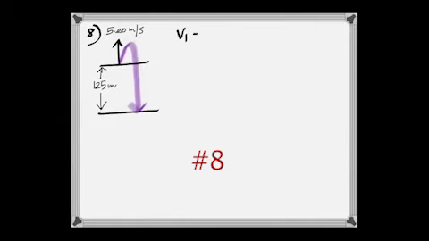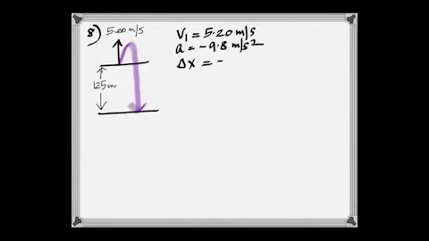5.20 going up. V1, that is 5.2. It's not 0, again I'm telling you. A is negative because it's going up first. Delta x is negative 125. You're looking for the time? I'm trying to show that the positive is up and the negative is down. Okay.